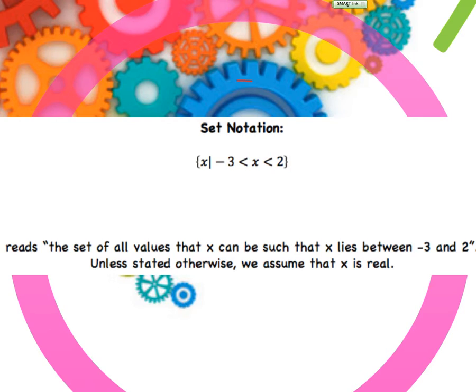One important thing is this little last sentence here. Unless stated otherwise, we assume that x is real. So it doesn't say that x is an integer. It couldn't be a natural number because we got negatives. But it doesn't say anything about that. So we're going to assume that x is real. And let's just practice drawing this on a number line, okay?